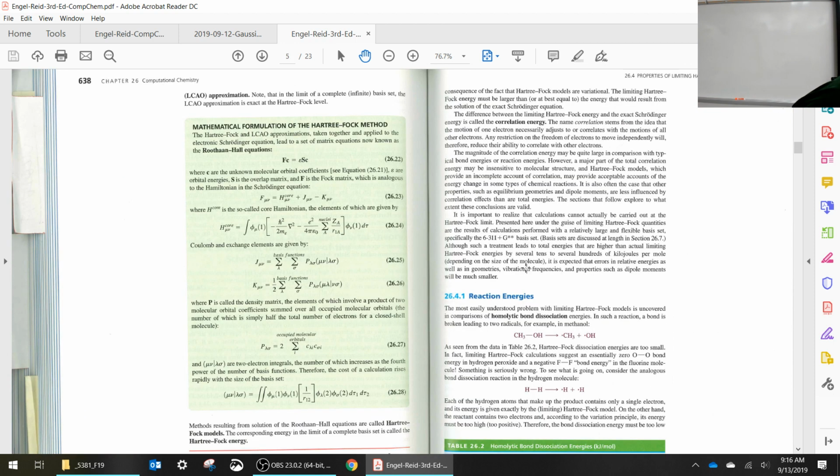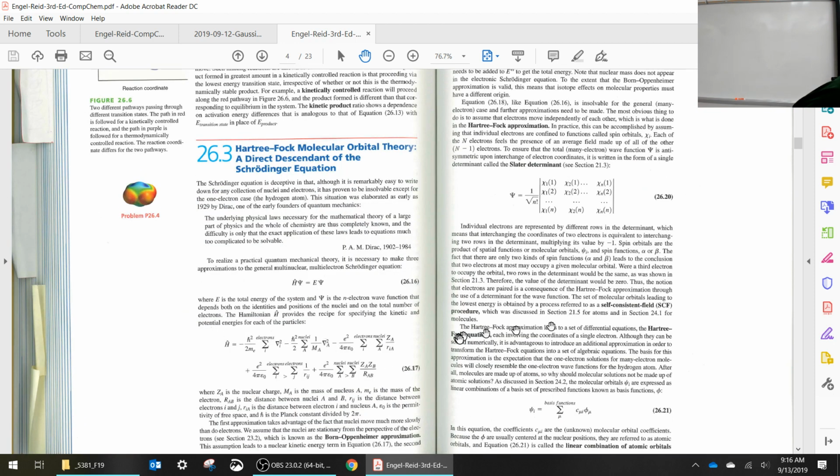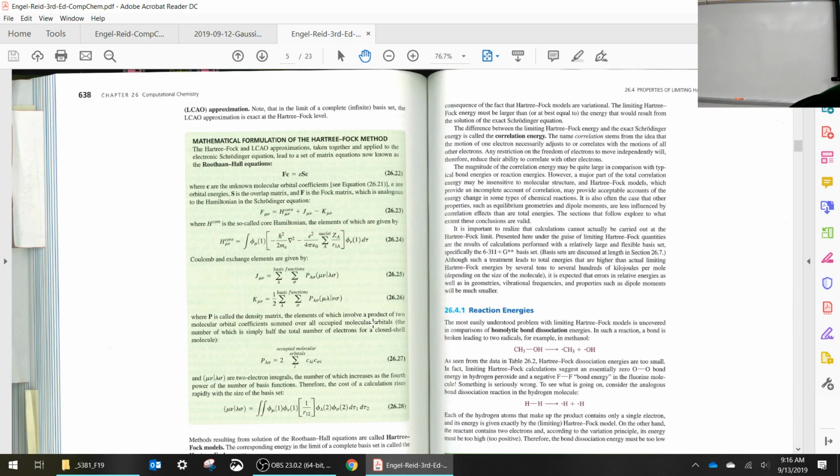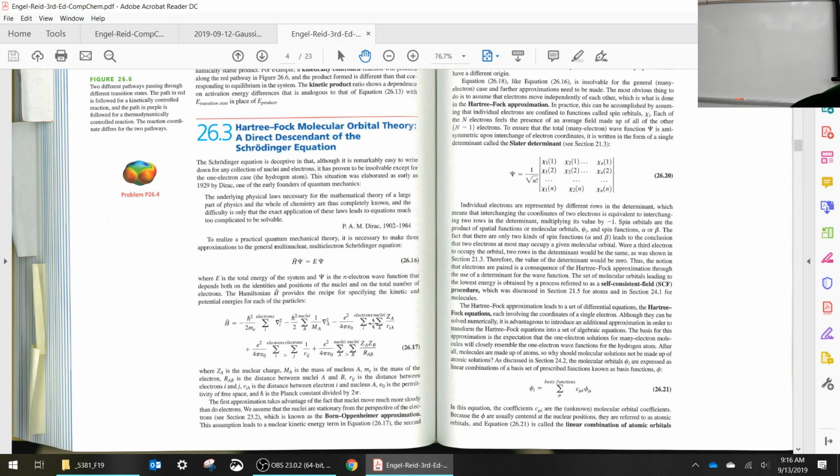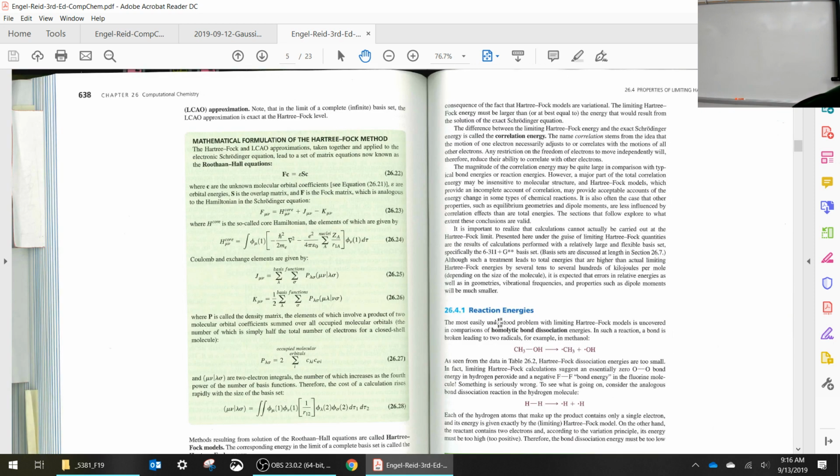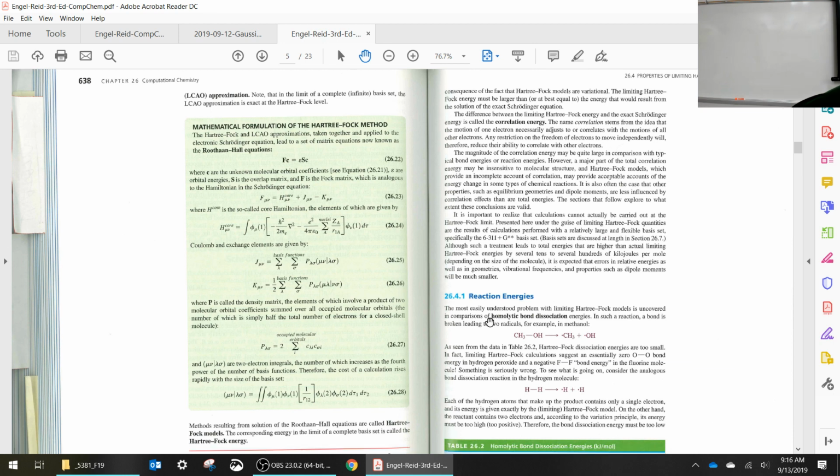There's quite a lot about this, I kind of went through this in my PowerPoint. So this Hartree-Fock molecular orbital theory, they actually simplify it even further, and they say, look, we've got the nuclei components, but they're constant, so we drop those out and just have the electronic Hamiltonian.